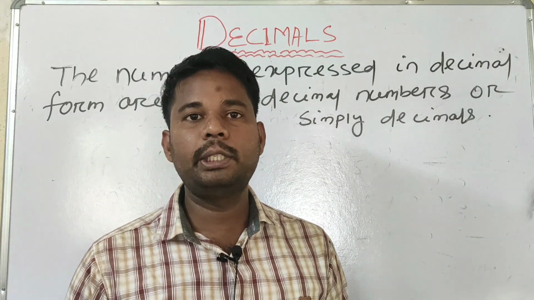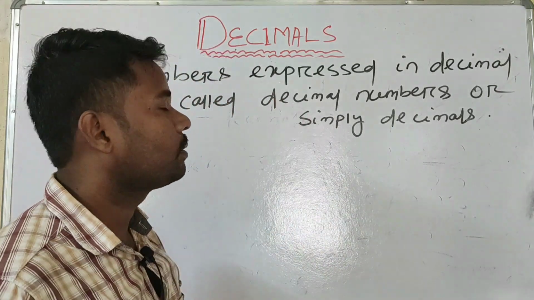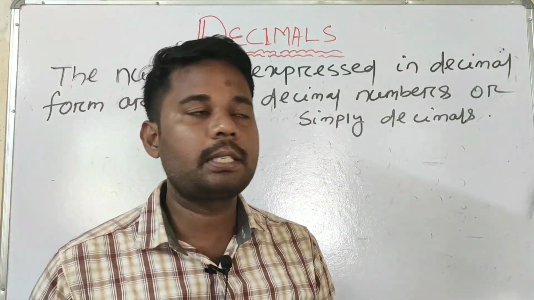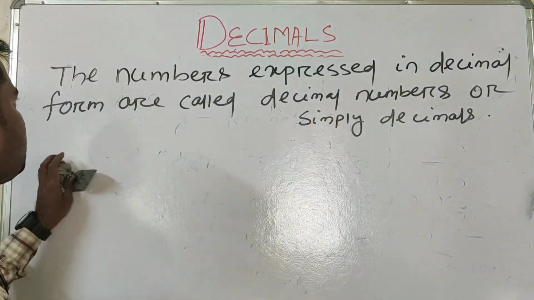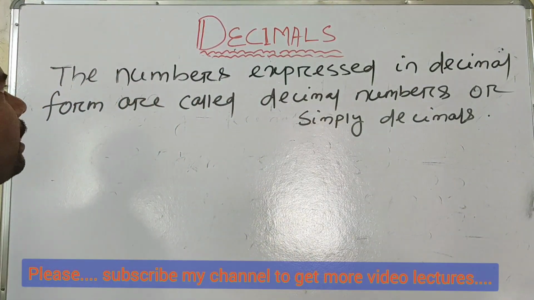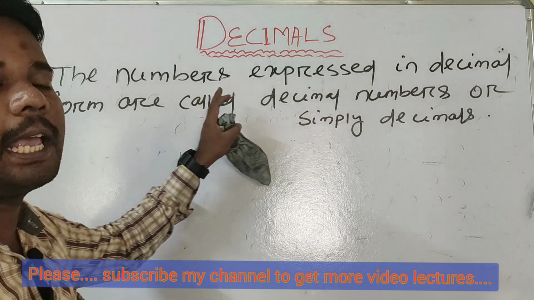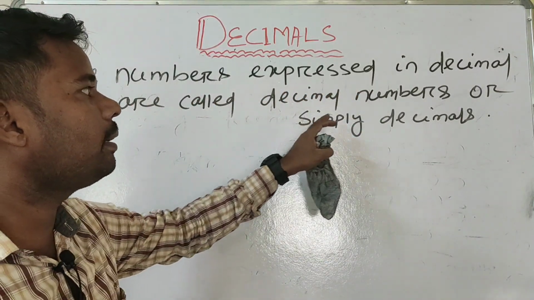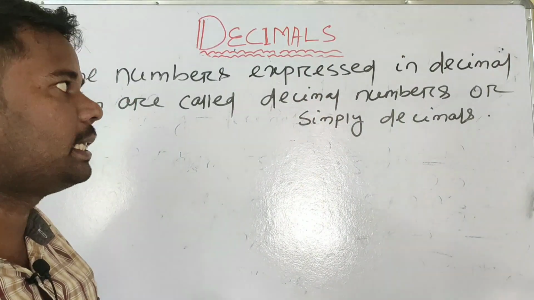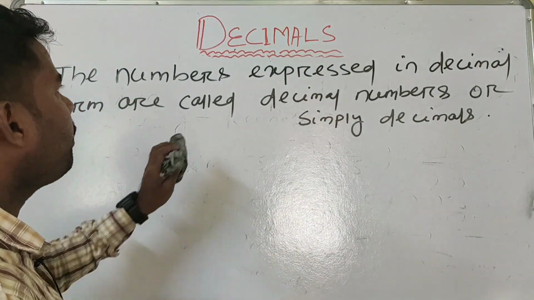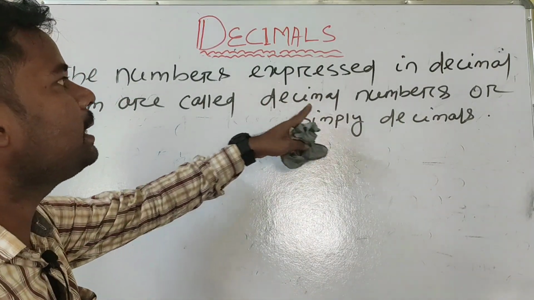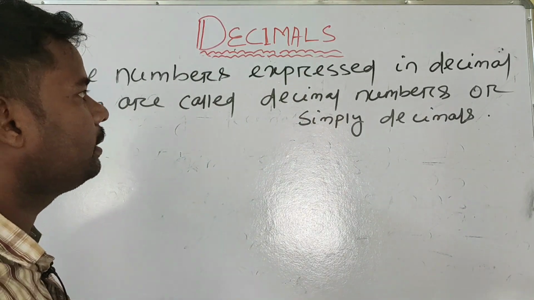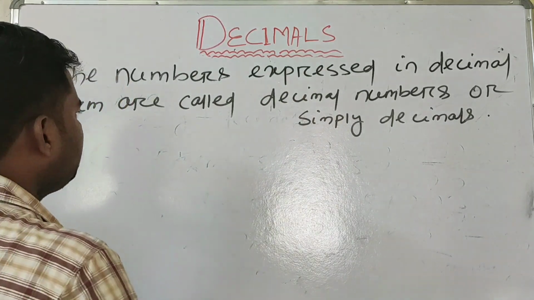Today I will teach you about decimals. Let's start the class. First, we will learn what decimals are. The numbers expressed in decimal form are called decimal numbers or simply decimals. Now we will take some examples.